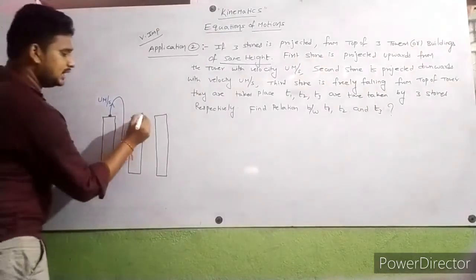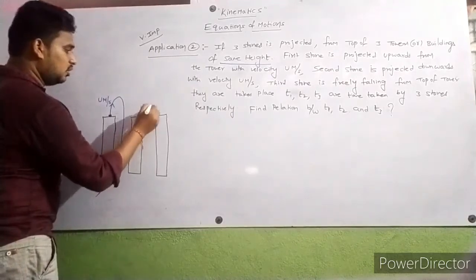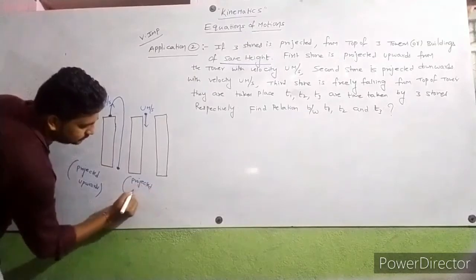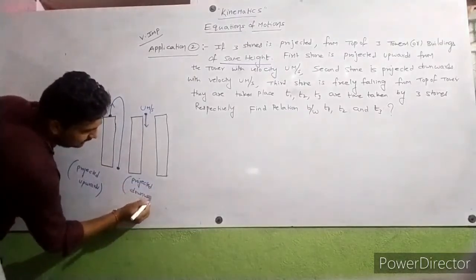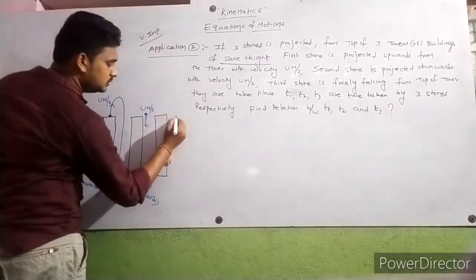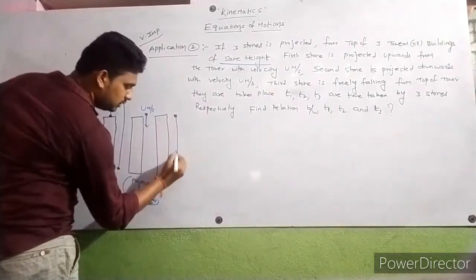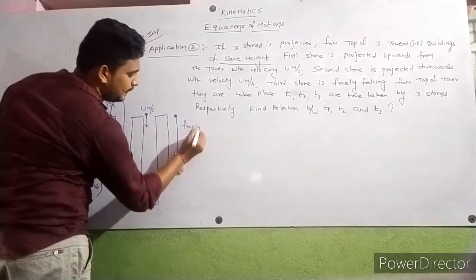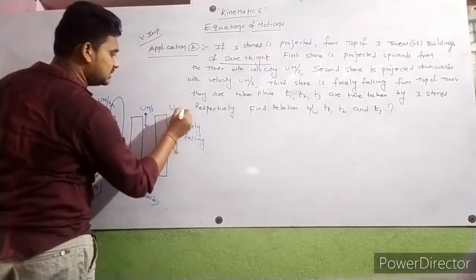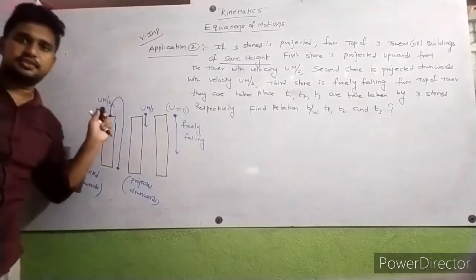The second stone is projected downwards with velocity u meters per second. The third stone is freely falling. Freely falling means the initial velocity is 0. Third stone initial velocity is 0 because it is freely falling.